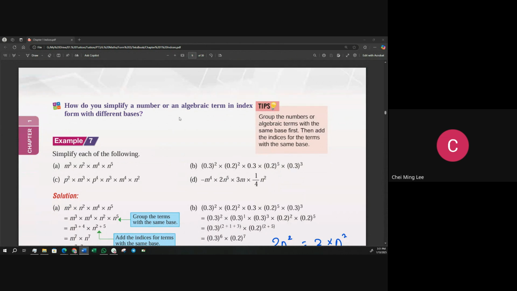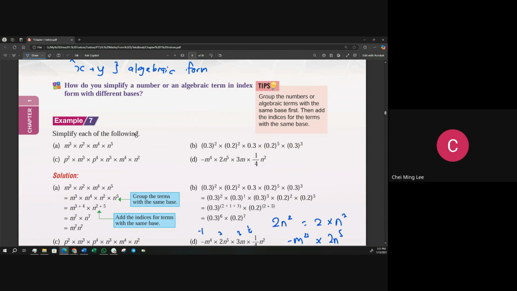Okay, so how do we simplify a number or algebraic term? What is called algebraic? Algebraic is actually when we don't know the value of the number, for example x plus y. So this is what we call the algebraic form, where x and y we call variables. A variable is something with a value, but we don't know it. Okay, so now for example, simplify each of the following.